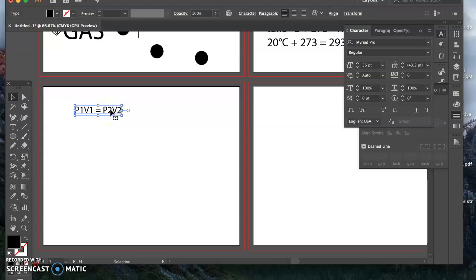Let's do one with temperature and pressure. And these we're going to be dividing. Pressure 1 over temperature 1 equals pressure 2 over T2. So let's give an example for each of these.